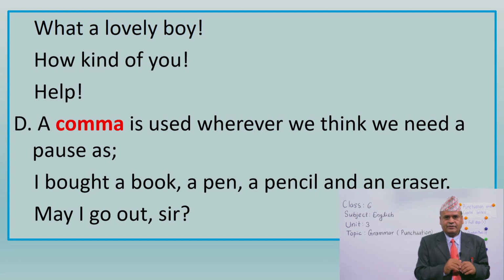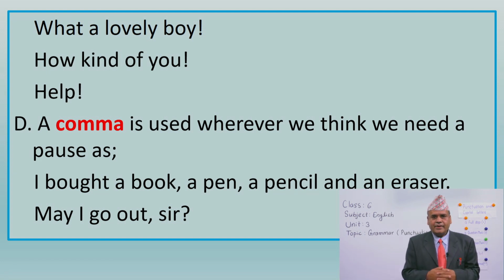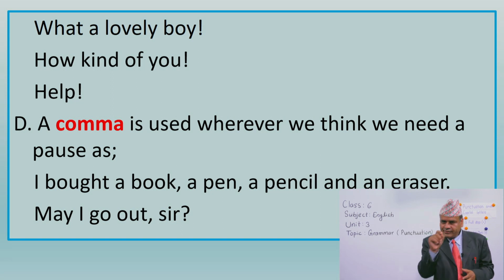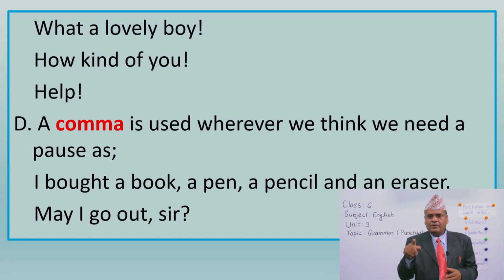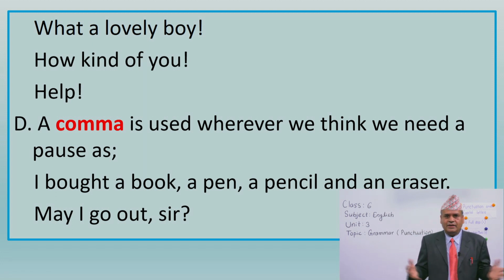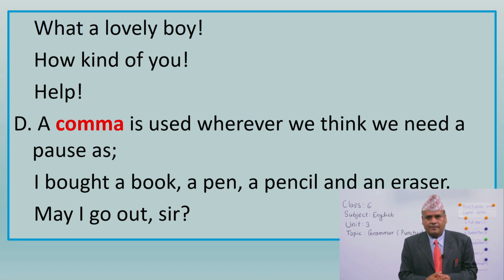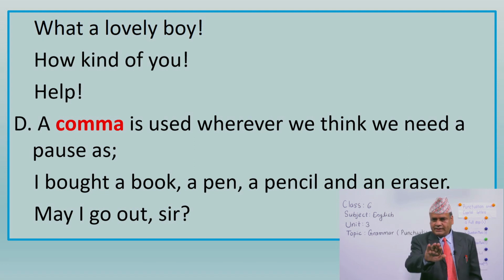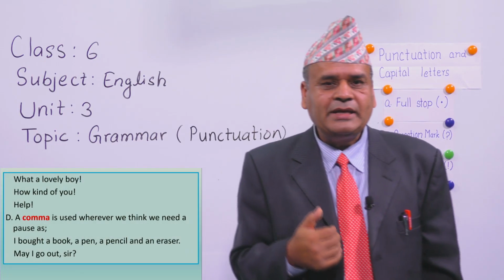And next is, we are using comma in this sentence. May I go out, sir? When you are writing this sentence, at that time, may I go out? Comma, there is a pause because you are trying to address your teacher, and so, sure, you say. Okay? So you can see question mark because this is a type of question, but it demands permission.